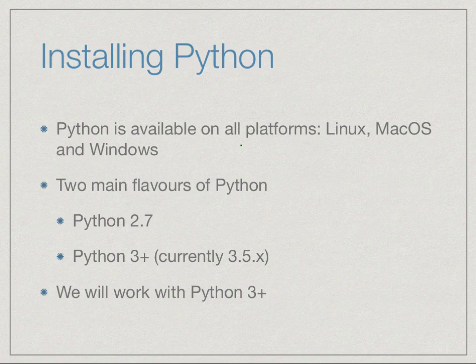Now, one of the small complications with Python is that there are two versions of Python which are commonly found. There is an older version called Python 2.7 and there is a newer version called Python 3, and Python 3 is the one that is being actively developed. Python 2.7 is more or less a static version, and currently Python 3 has the version 3.5.2 or something like that. There's not much difference whether you're using 3.5 or 3.4, but there are differences between 2.7 and 3, and for the purpose of this course, we will work with Python 3.